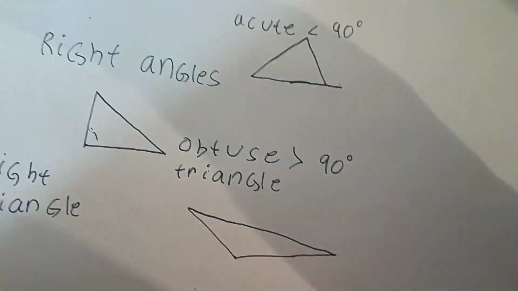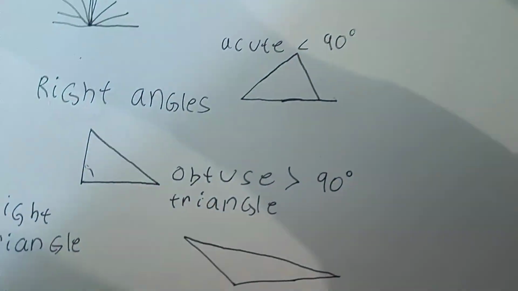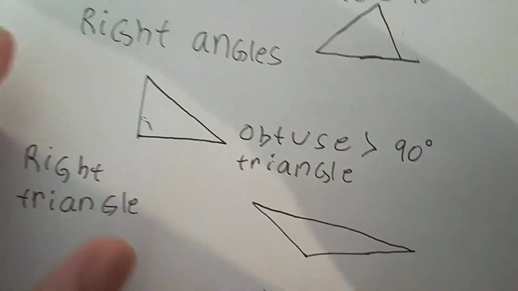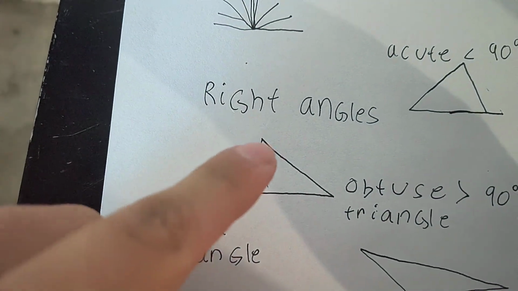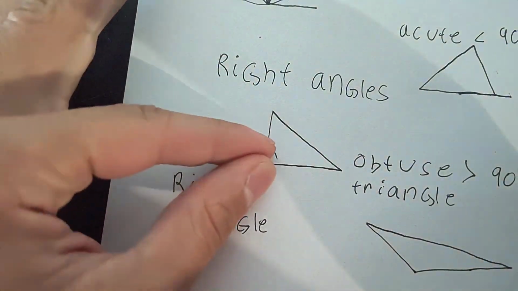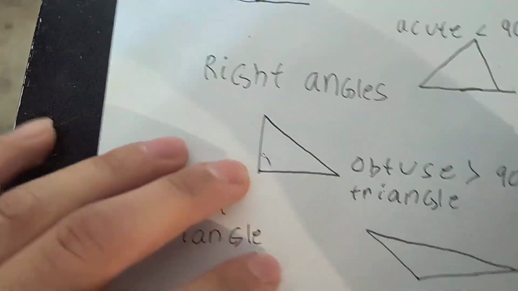This is an obtuse triangle because it has one angle, this angle right here, that is more than 90 degrees. And this is a right triangle because it has one angle that's 90 degrees.